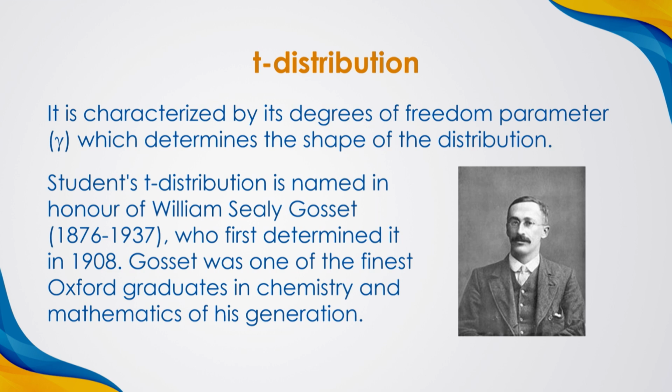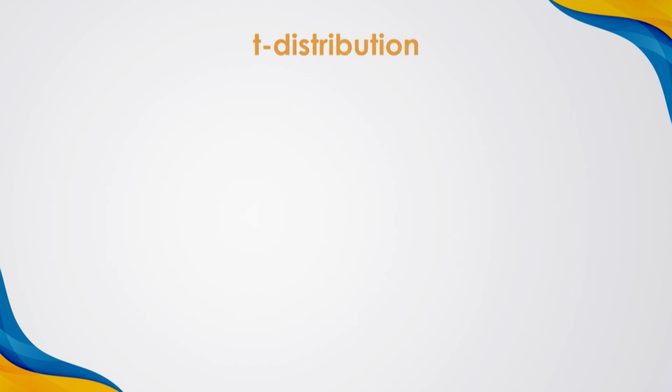Let us start. We begin with the first part of the lesson, in which you will learn the assumptions and properties of t distribution. T distribution is characterized by its degrees of freedom parameter gamma, which determines the shape of the distribution. Student's t distribution is named in honor of William Sealy Gosset, 1876 to 1937, who first determined it in 1908. Gosset was one of the finest Oxford graduates in the chemistry and mathematics of his generation.